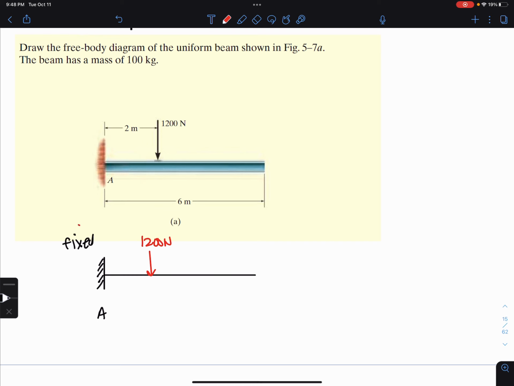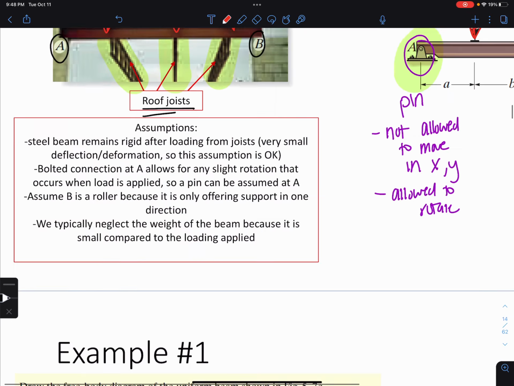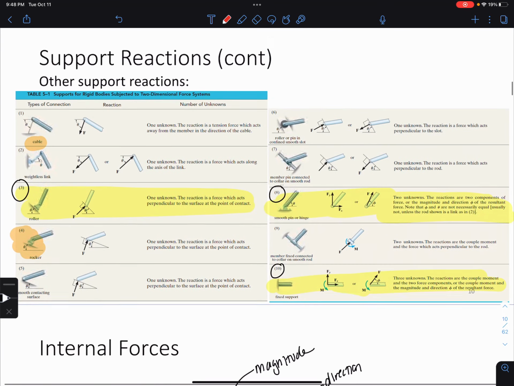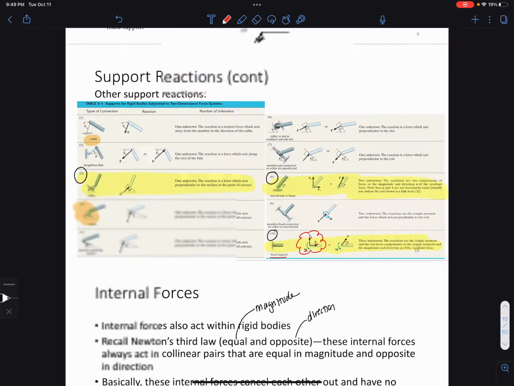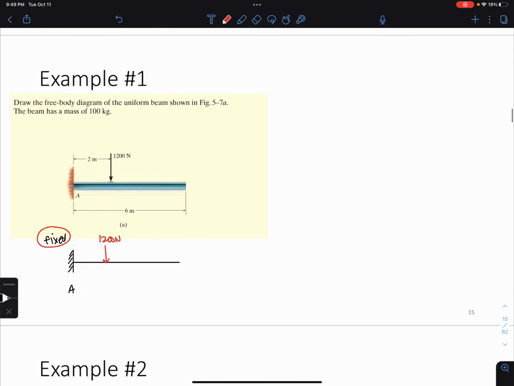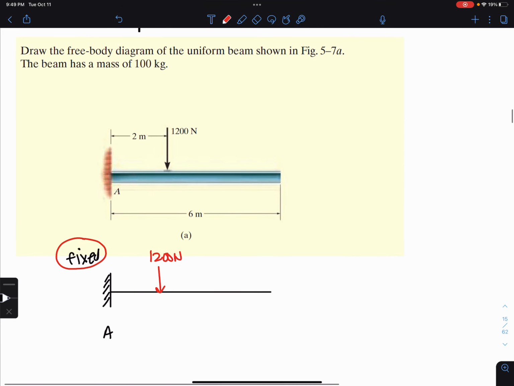And now I need to draw the reactions for a fixed support. So I'm going to go to table 10. I'm going to find where it says fixed support, and you can see I have 3 reactions for a fixed support. I have Fx, Fy, and M, and I'm going to go ahead and draw those on my system. I'm going to call them Ay, Ax, and moment at point A.